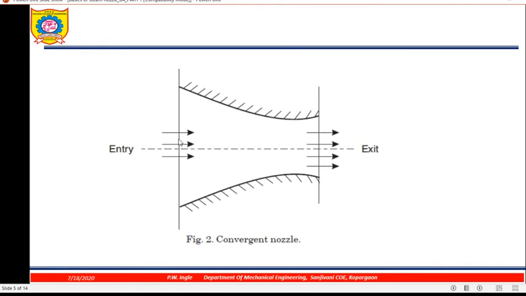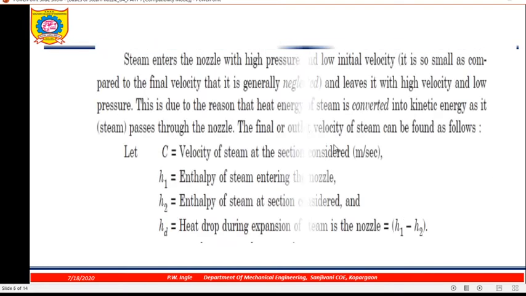So I told you the nozzle is used to convert pressure energy into kinetic energy. So steam enters the nozzle with a high pressure and low initial velocity and leaves it with a high velocity and low pressure. This is due to the reason that heat energy of steam is converted into kinetic energy.